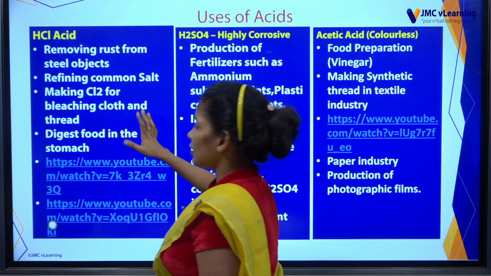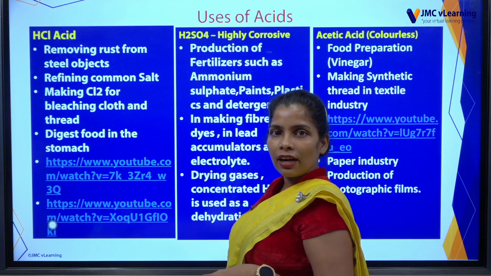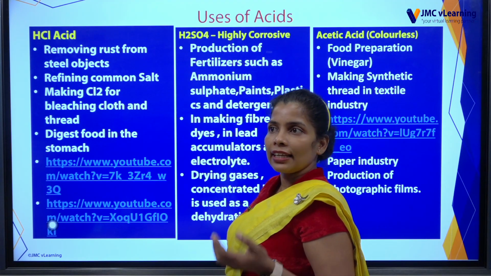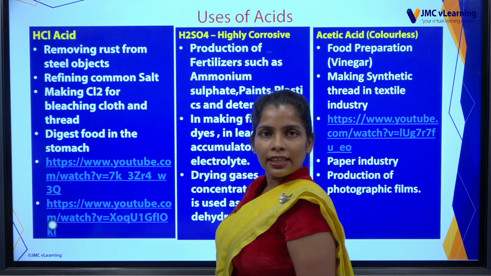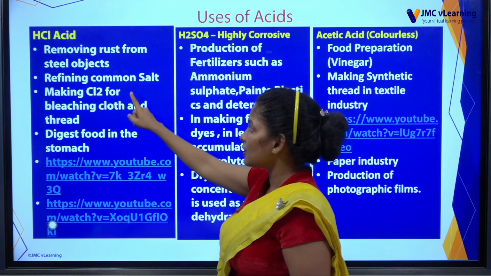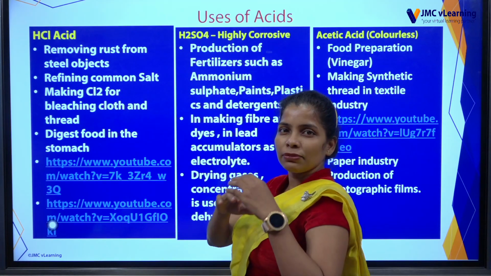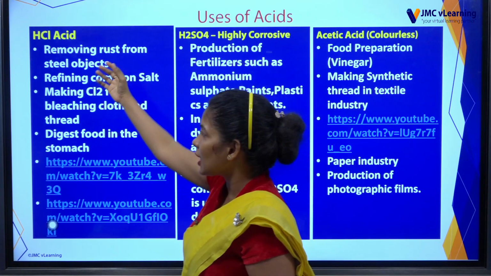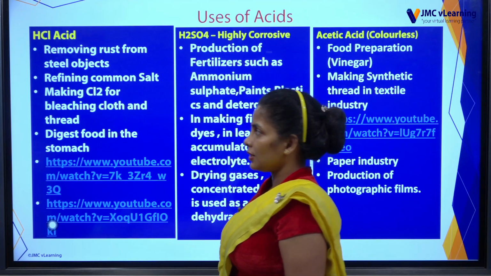Refining common salt. I think you already know about the third lesson of grade 11, that is mixtures. So you are familiar with this industry. We already discussed that. Refining common salt. There are some tanks there. Only then, in those tanks, we use hydrochloric acid for refining common salt.